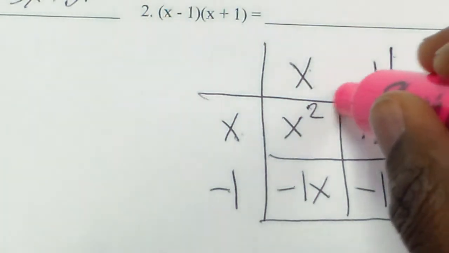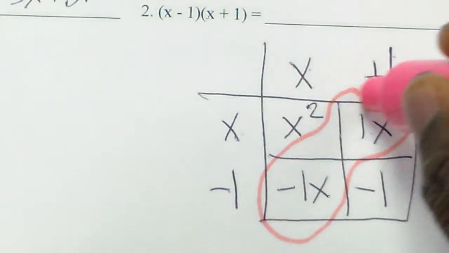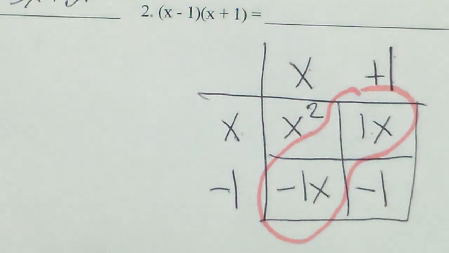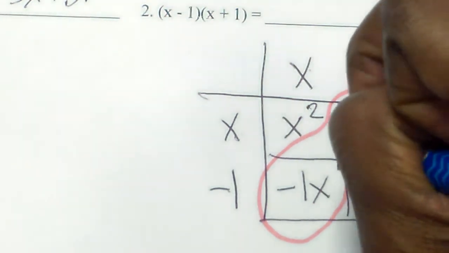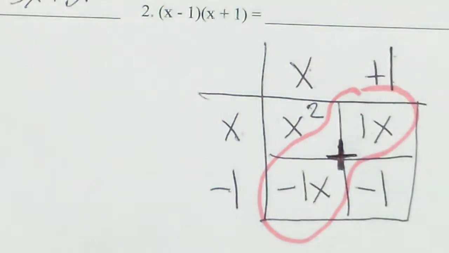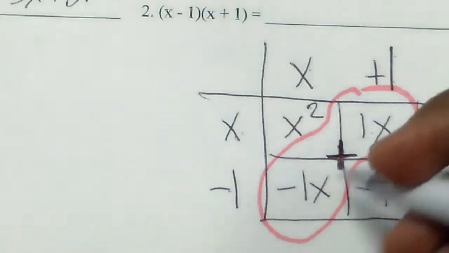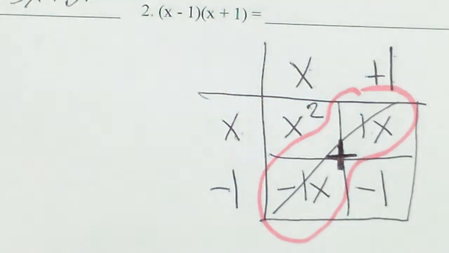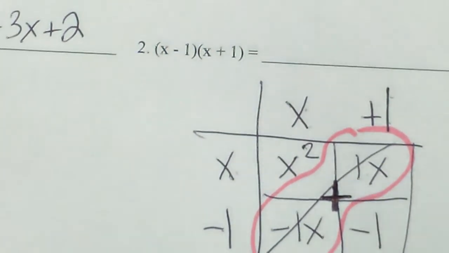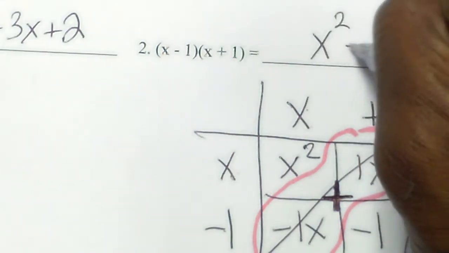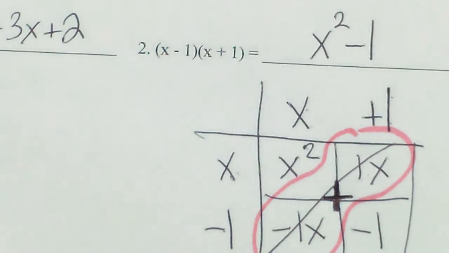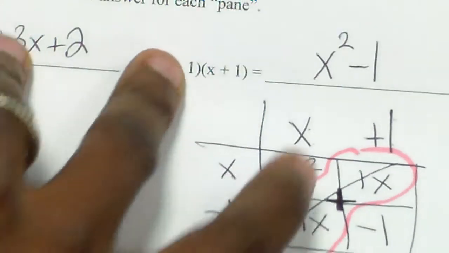I'm going to draw a peanut around my like terms. Collect those like terms. Remember that plus sign right there in the middle. And what happens? 1x minus 1x does what? Cancels. And so that's why our final answer is x squared minus 1. Got it? Okay.